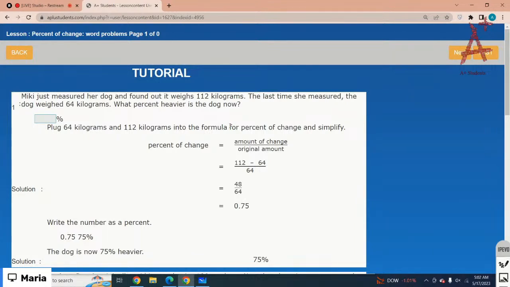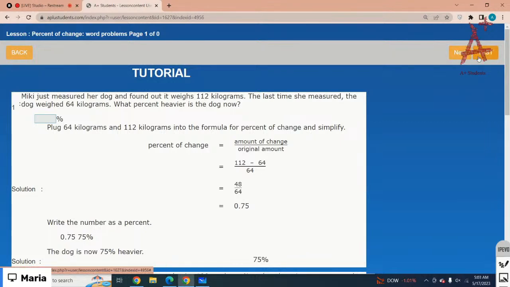So it would be the amount of change. Now it is 112. Earlier it was 64. So it would be 112 minus 64 divided by 64. Basically, the original amount is 64 and it changed to 112. So it would be 48 divided by 64, and that equals 75%. Got it?